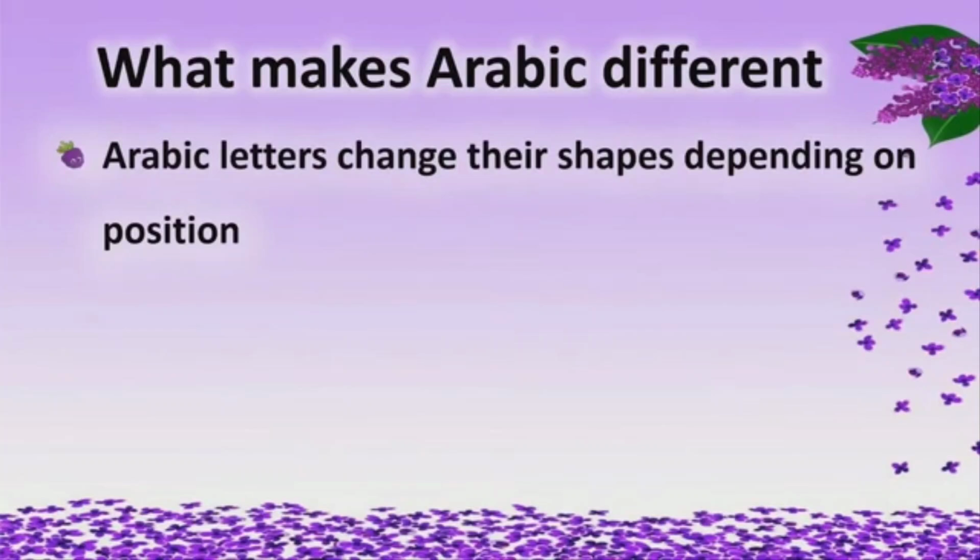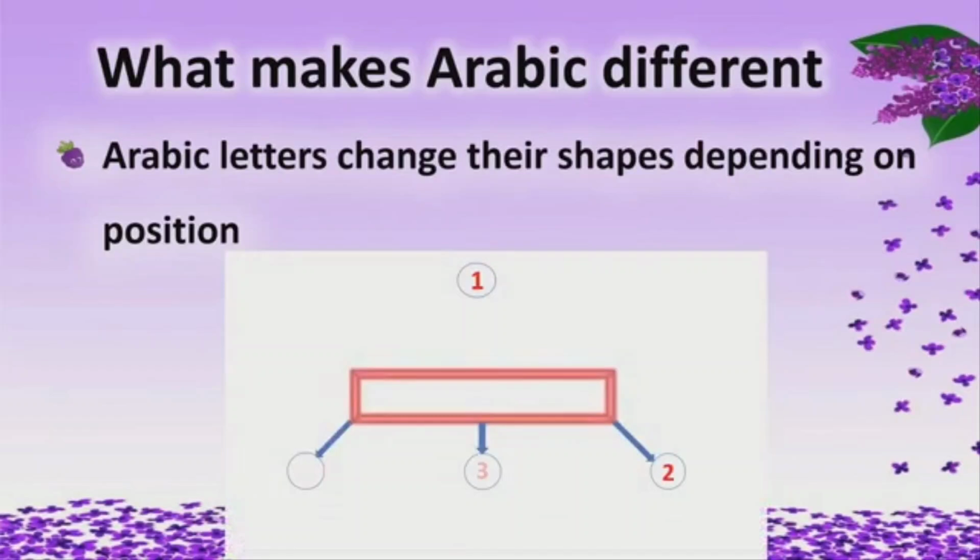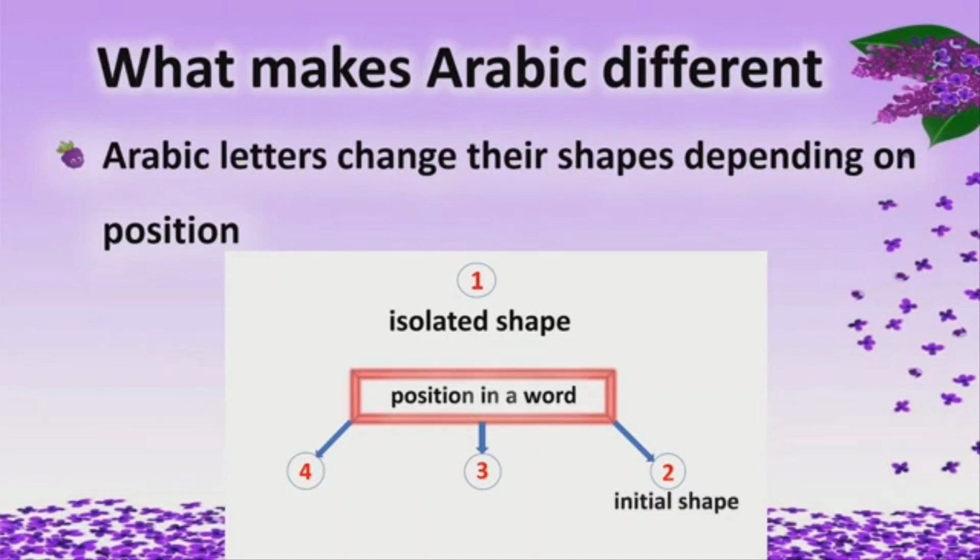Thus, Arabic letters change their shape slightly depending on their position. Basically, there are 4 shapes for most Arabic letters. The first shape is when the letter is isolated. We call it the isolated shape or the independent shape. The other shapes depend on where they occur in a word. We have the initial position shape, the medial position shape, and the final position shape.